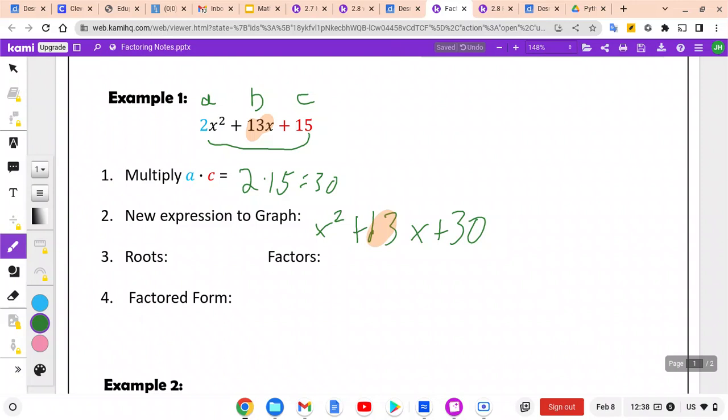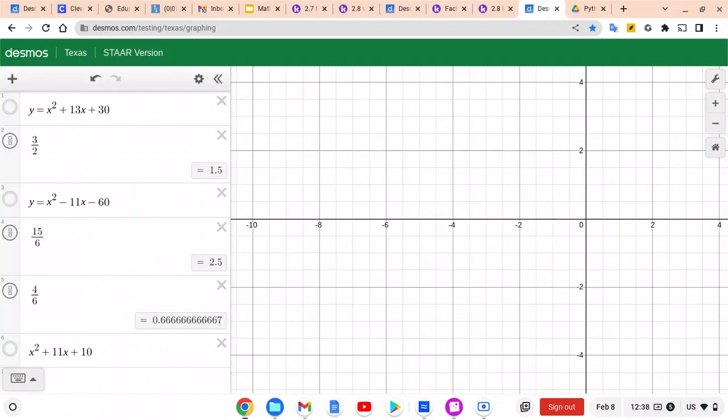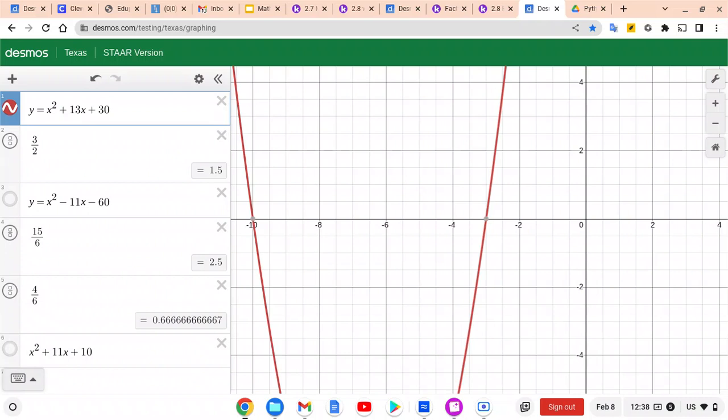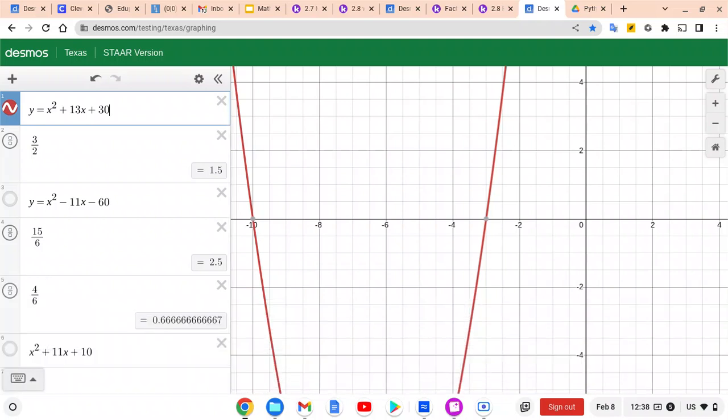Okay, so now we graph this x squared plus 13x plus 30 into a calculator. I'm going to use Desmos. And here I've typed it in. And remember, you can use the keyboard on the lower left to help you write the x squared. You see this, we've got an x, y, a2, b2. Just hit x and then a2 and you're good to go. So I've graphed it, and what are my roots? I have two roots. One is at -3, and one is at -10.